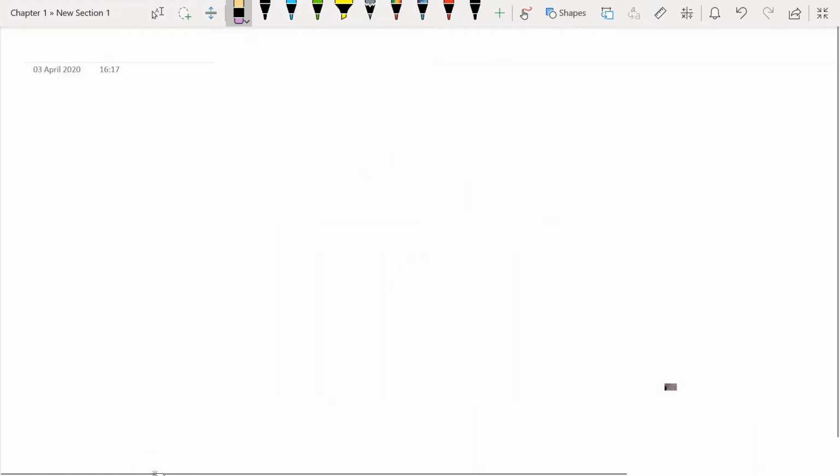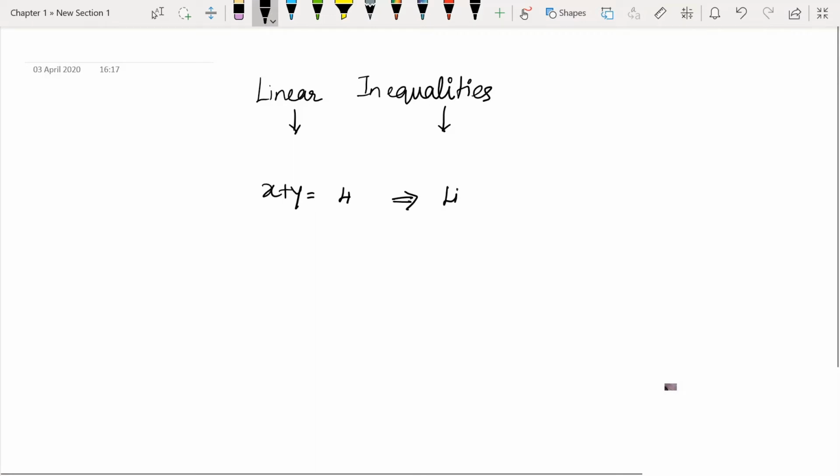In this we are going to look at a new topic called linear inequalities. Look at the two terms used in this. One is the word linear, the other is the word inequalities. All of us know that the word linear means we have an equation, let's say x plus y is equal to 4. This is an example of a linear equation in two variables. This is linear because the power of x is 1, the power of y is also 1.